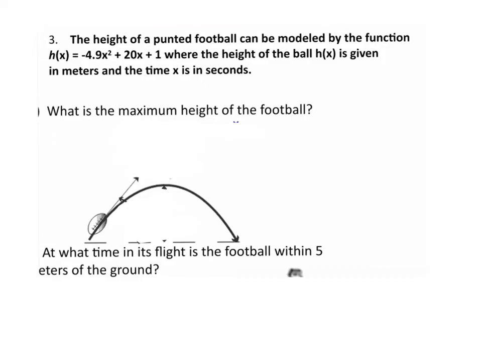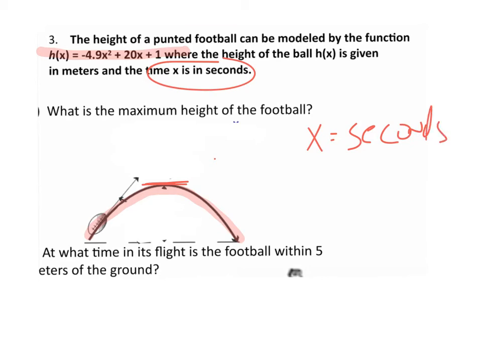Number 3, the height of a punted football can be modeled by this equation. So here we have another quadratic equation, and you're given a little picture here to represent the path of the football. And again, the first question is going to be to calculate the maximum height. We want to find the high point of this football. X represents the seconds, so the time. Y represents the height. So let's first go to our table to come up with an appropriate viewing window for this football.